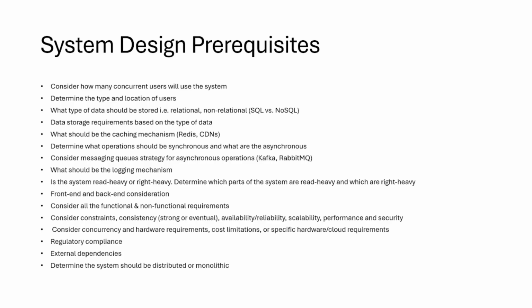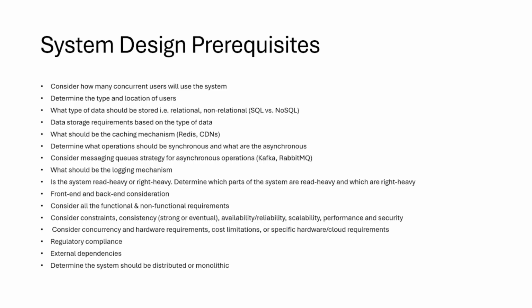Before you design your system, there are a few prerequisites that you should consider. For example, consider how many concurrent users will use this system. Determine the type and location of users. What type of data should be stored? For example, relational or non-relational database. Based on this, you should select your database. Here there is an example like SQL or NoSQL.